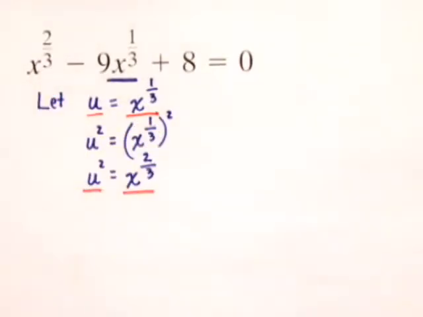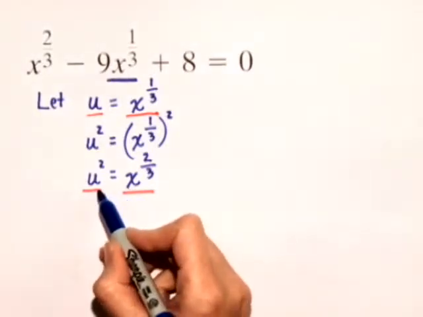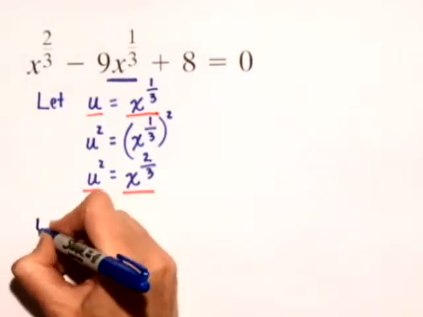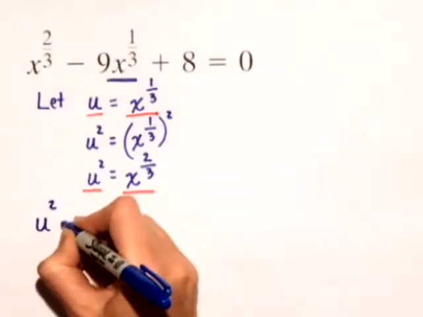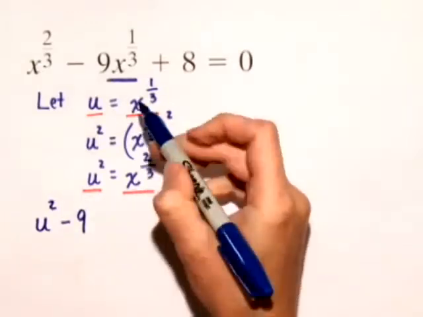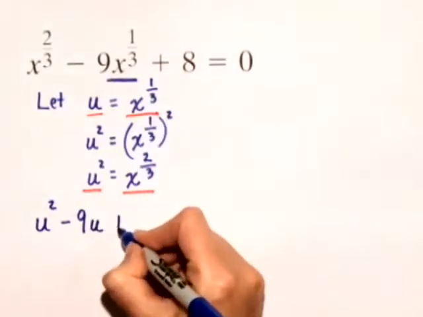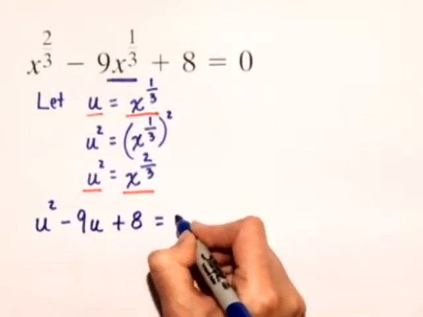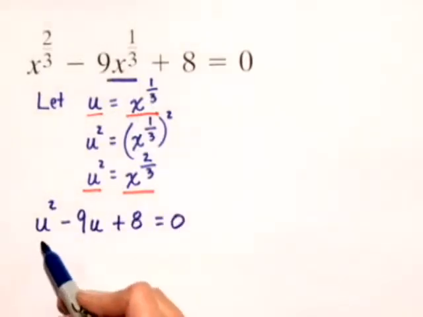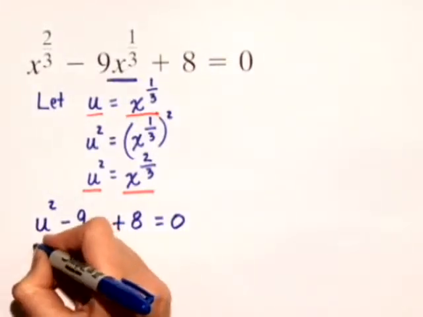And now let's rewrite our original equation. So I'm going to substitute u squared for x^(2/3), and I'll have u squared minus, I have that coefficient 9. x^(1/3) we decided was just u, plus 8 is equal to 0. Now, this does look like a quadratic equation. We can solve this by factoring.